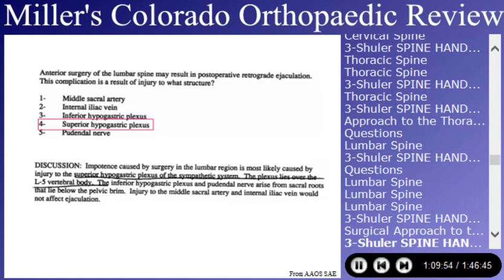Which one is it? Anterior surgery lumbar spine may result in post-operative retrograde ejaculation. What structure? Superior hypogastric plexus. Please know that. Lies over L5. Okay, so your anterior interbody fusions, be very careful about that.